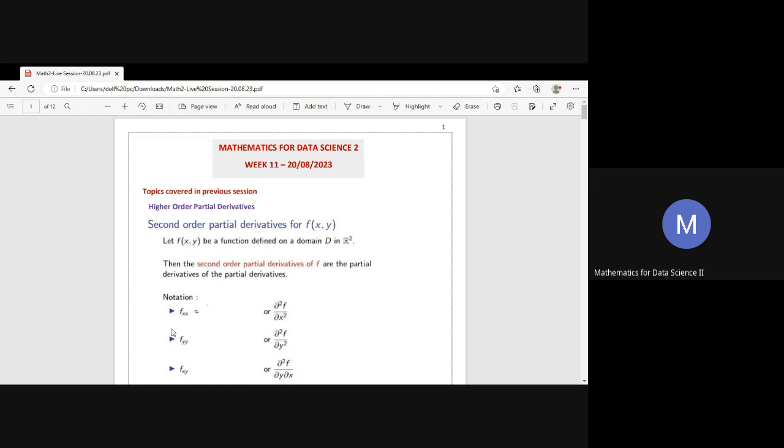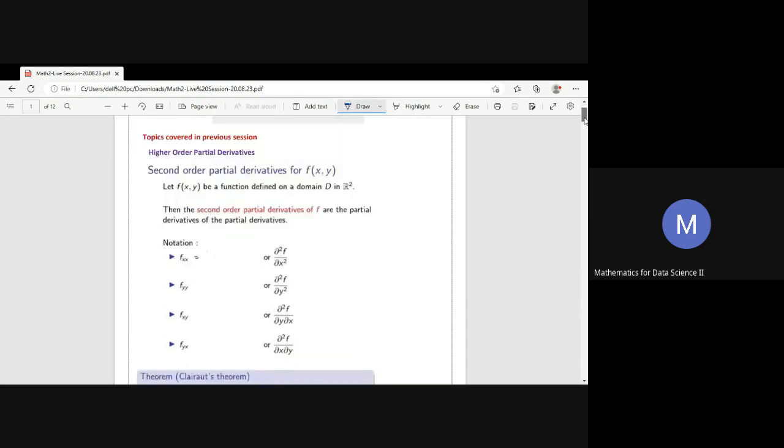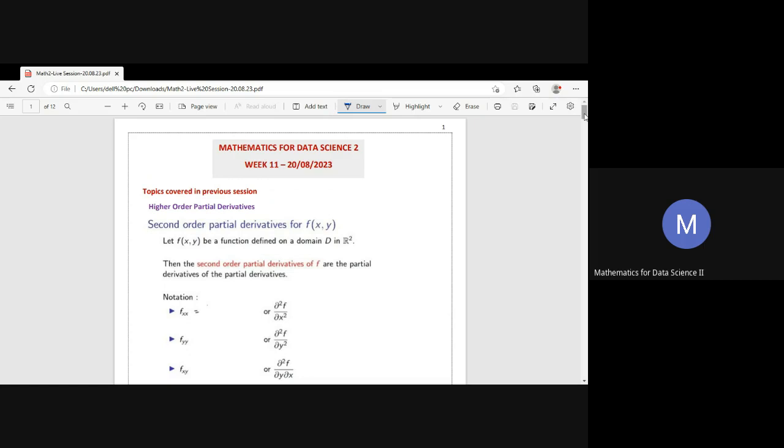So let us quickly recall the topics of the previous session. We started week 11 in the last class. Here we started with higher order partial derivatives. So what are higher order partial derivatives? We have already seen up to the first order partial derivative. Now how do we find the second order or any other higher order?